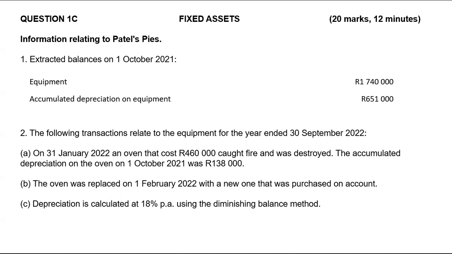Good. Now, A says, on the 31st of January 2022, an oven that cost 460,000 caught fire and was destroyed. It was scrapped, basically. We don't have it anymore. So we need to stop depreciating because we can't use it.